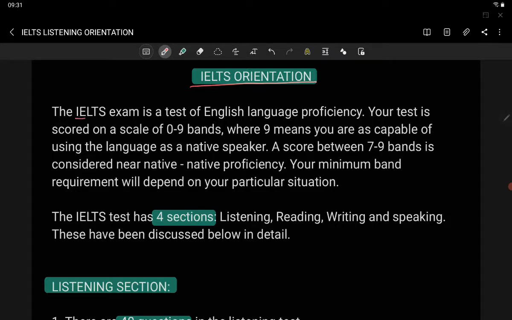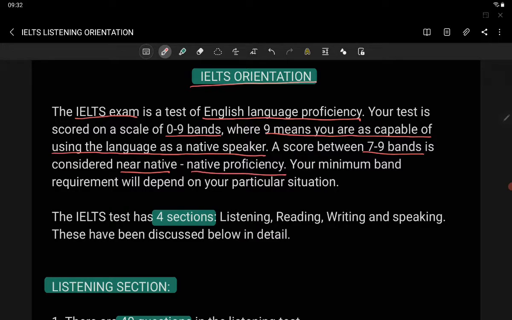So, firstly, what is the IELTS exam? It is an English language proficiency test. Basically, you're going to an English speaking country and they want to know whether you can converse in the language. Your test is scored from 0 to 9 bands, where 9 means that you're capable of using the language as a native speaker. So you're as good at English as somebody who is living in that country or who was born there or who is naturally English.